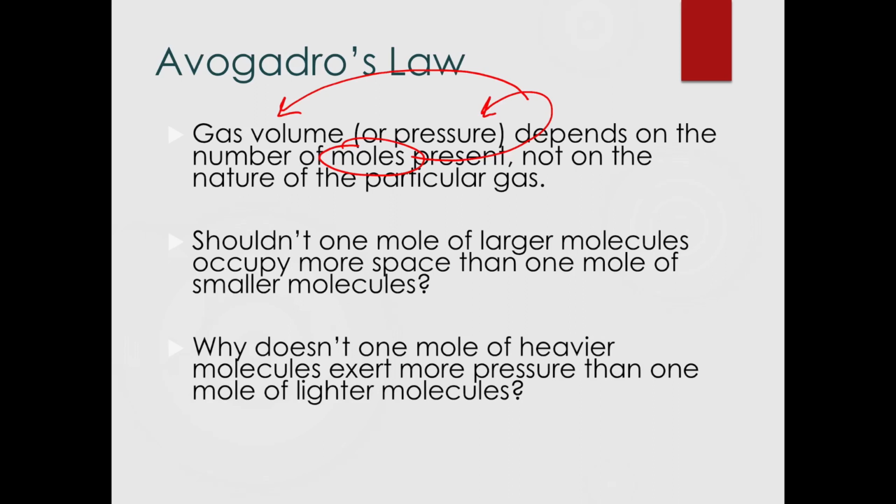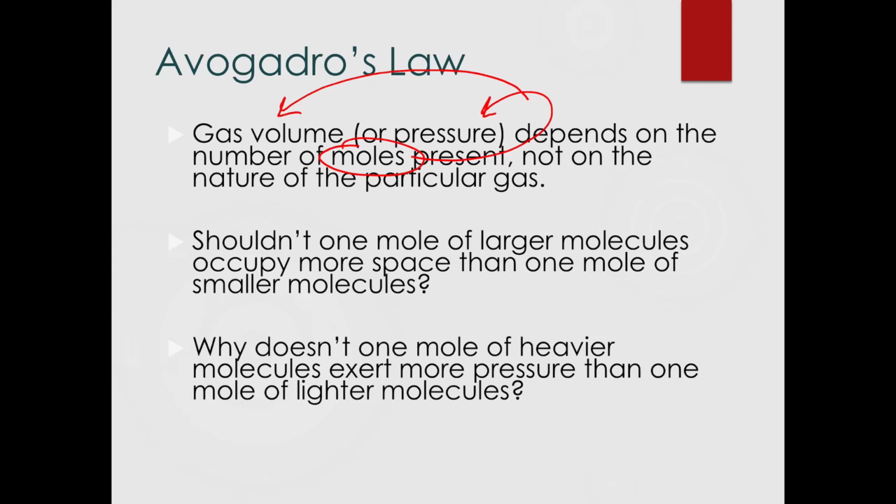People will often ask, shouldn't 1 mole of larger molecules occupy more space than 1 mole of smaller molecules? Well, no, because remember, at the beginning we were looking at kinetic molecular theory, and we stated that since our gas particles themselves are so small, we are going to assume that they essentially have no volume. They're so small compared with the amount of space in between the gas particles that it doesn't matter. So 1 mole of larger molecules will occupy the same amount of space as 1 mole of smaller molecules because the gas particles themselves are so small.